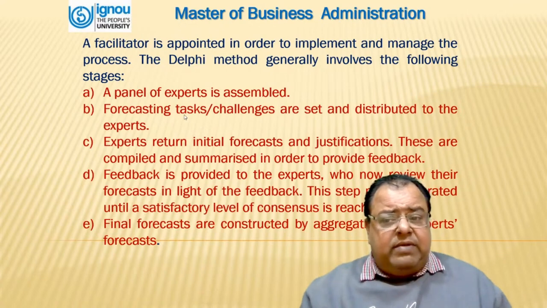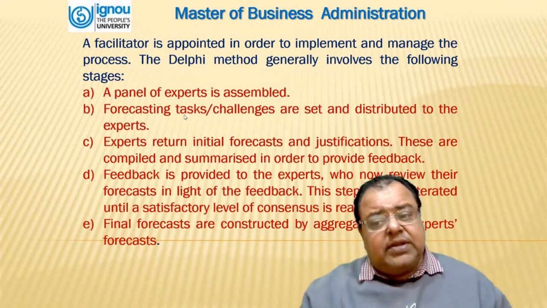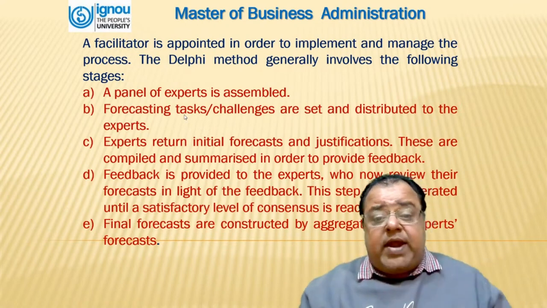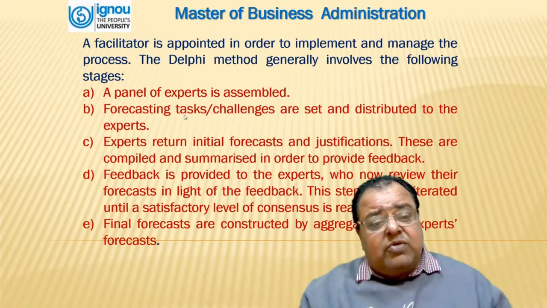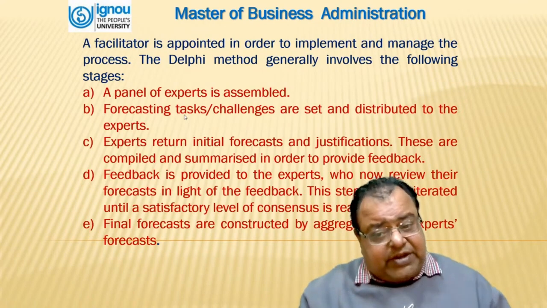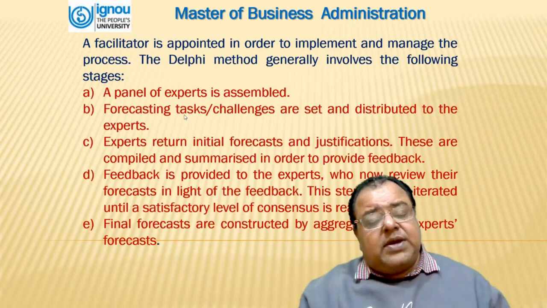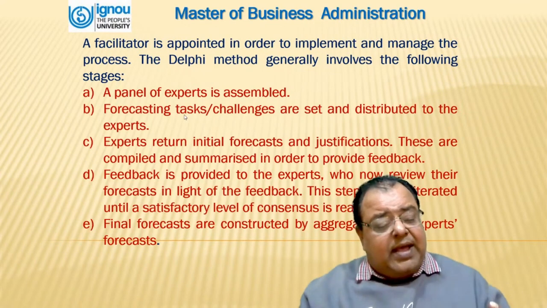The Delphi method generally involves the following stages. A panel of experts is assembled. Forecast tasks or challenges are set and distributed to the experts. Experts return initial forecast and justifications. These are compiled and summarized in order to provide feedback. Feedback is provided to the experts who now review their forecast in the light of the feedback. This step may be iterated until a satisfactory level of consensus is reached. Final forecasts are constructed by aggregating the experts' forecast. This is the Delphi method.